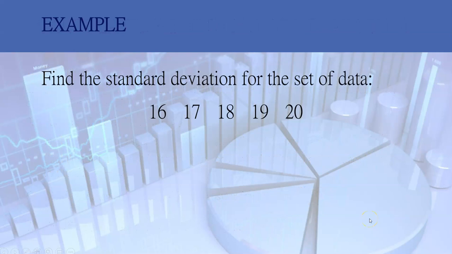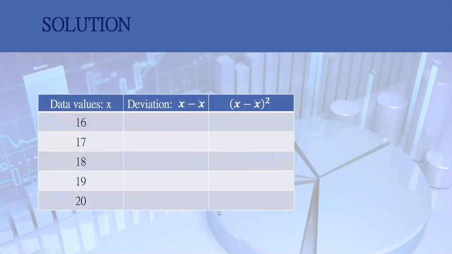So we're going to find the standard deviation for this set of data. Here's our 5 data items right here. And what I'm going to do to keep this all organized is I'm going to put them in a table, and then each step we'll go through one by one. So the first thing we're supposed to do is find the mean of our data. To find the mean, we have to add these up and divide by 5. I got a mean of 18.